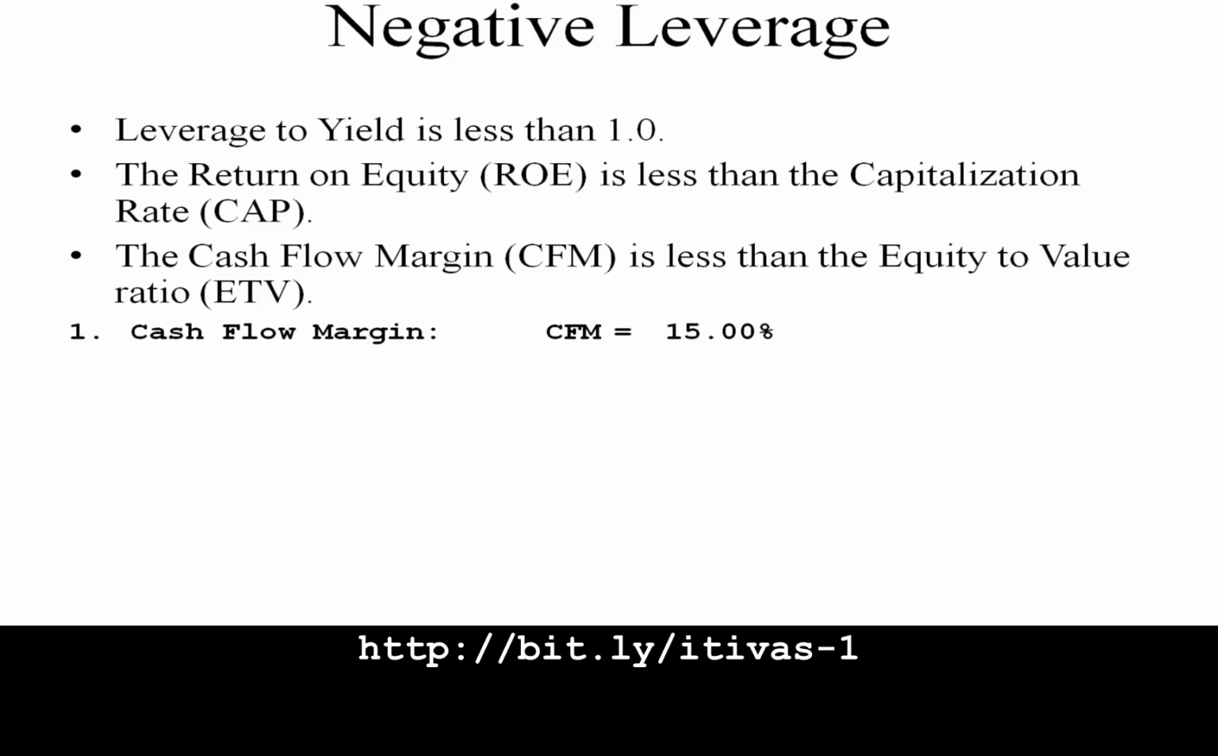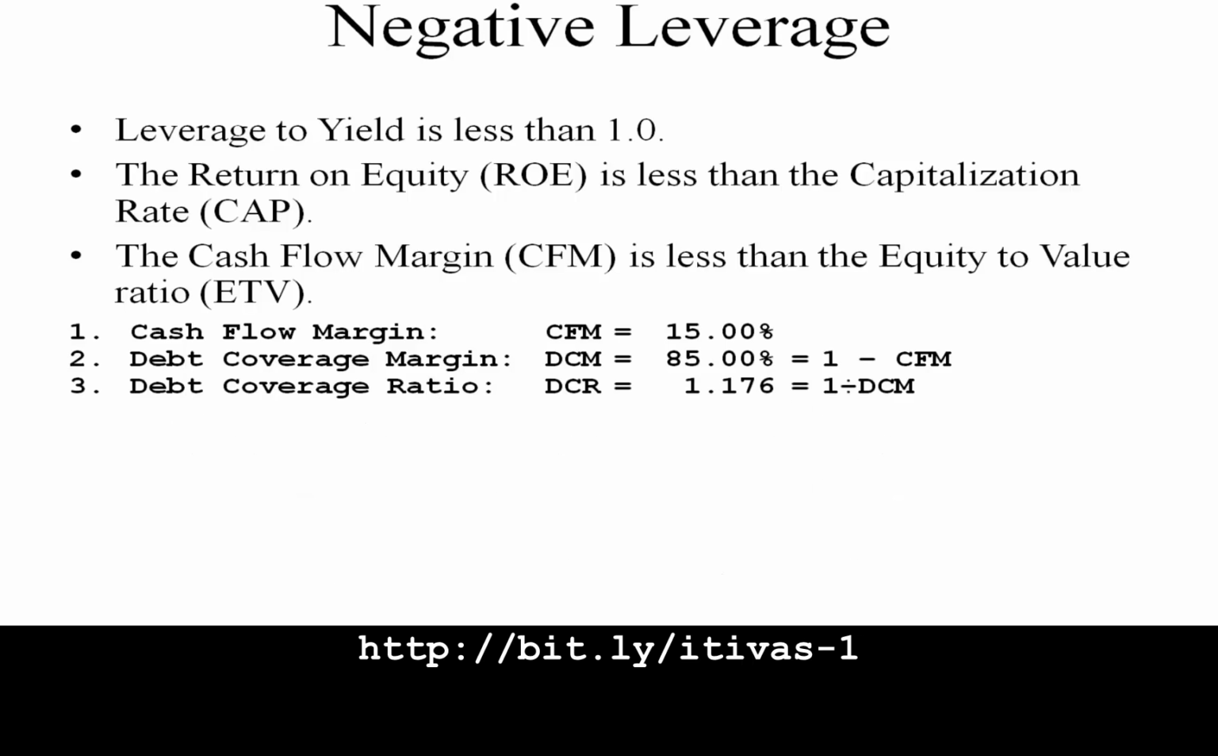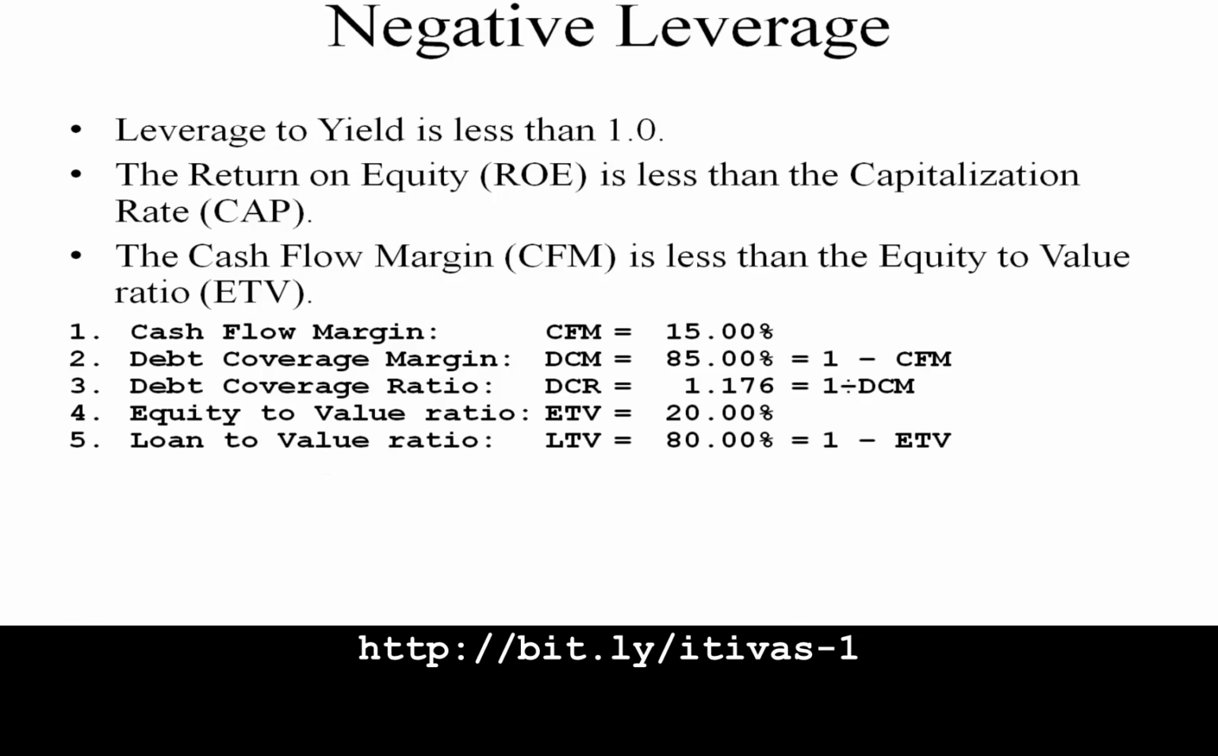Let's pick a cash flow margin, CFM, 15%. The debt coverage margin, DCM, is the complement of the cash flow margin. It's 85%. Debt coverage ratio, DCR, is the reciprocal of debt coverage margin, 1.176. Equity to value ratio, it's the same as the previous example, 20%. Loan to value ratio, 80%. Leverage to debt, LTD, equals 4. 80% divided by 20% is 4.